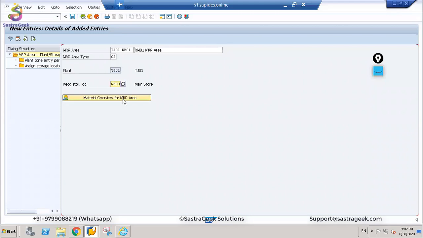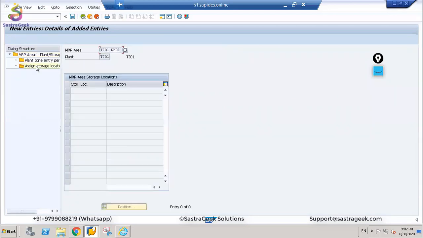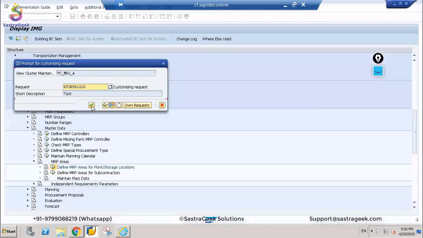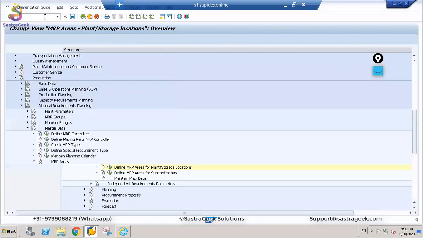Once I'm selecting, if I'm going inside overview, okay, I'll go back and we'll see here is the plant MRP area. See, assign storage location, right? Here we need to create RM00. That's how you can. And then it will create a transport request. Now, once you have created that MRP area, you need to go to the material master.